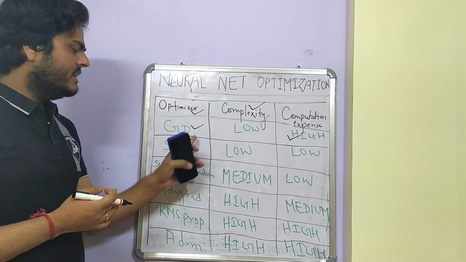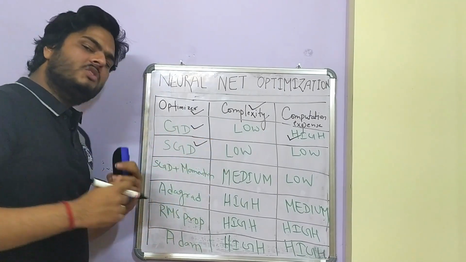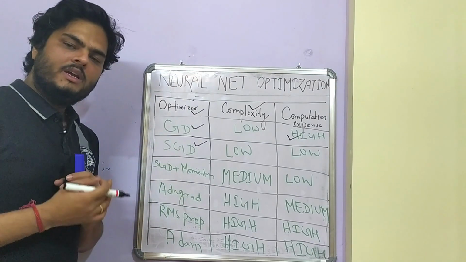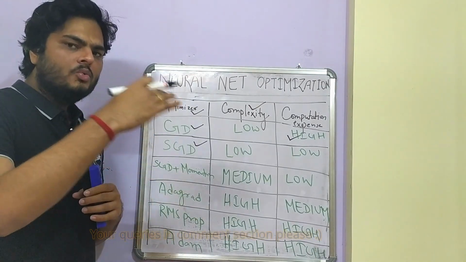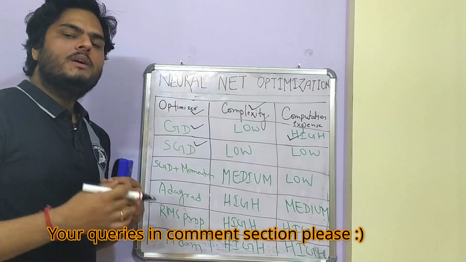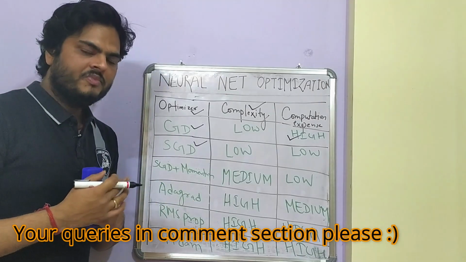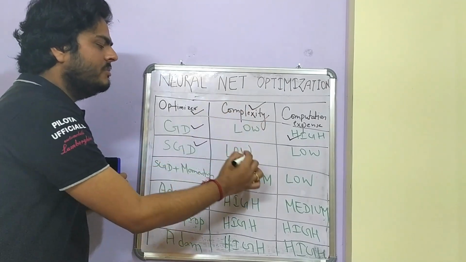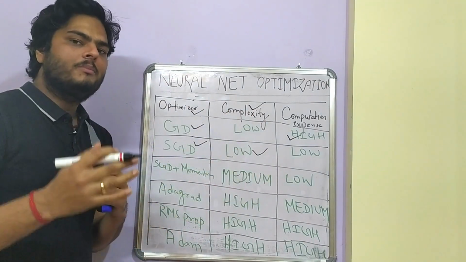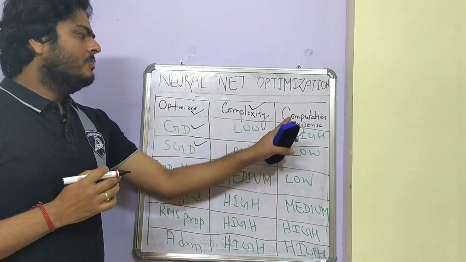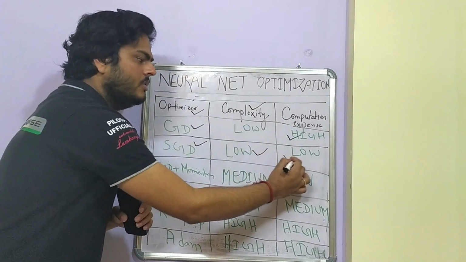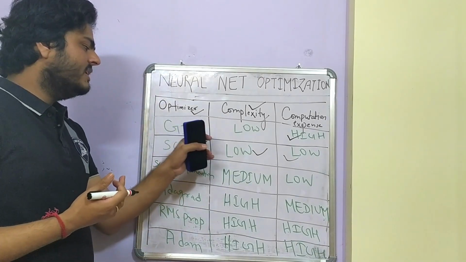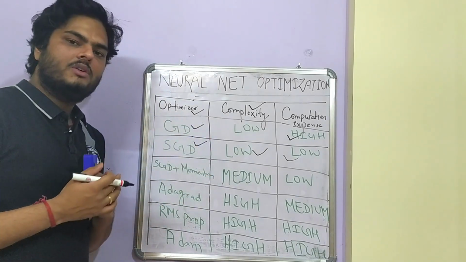Okay, how about stochastic gradient descent? Stochastic gradient descent is another upgrade of gradient descent, where not all the records are considered, but records come in one by one and weights are optimized. This is plain stochastic gradient descent. Now complexity will be low because the number of records has been reduced, and computation expense will also be low because we are taking fewer records, right?